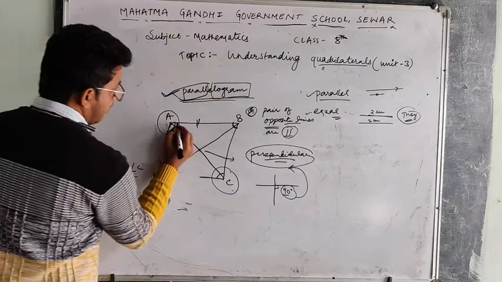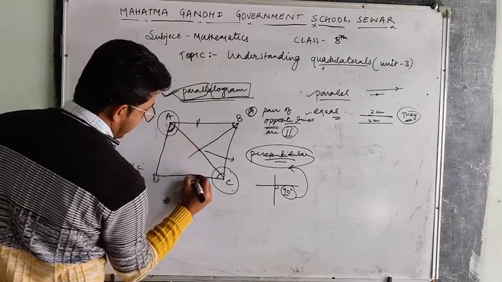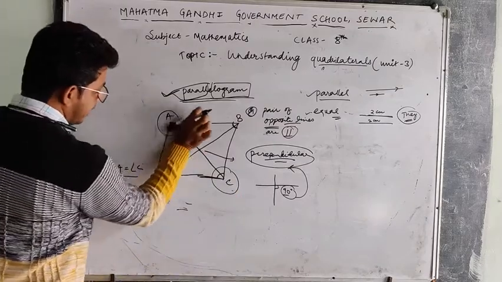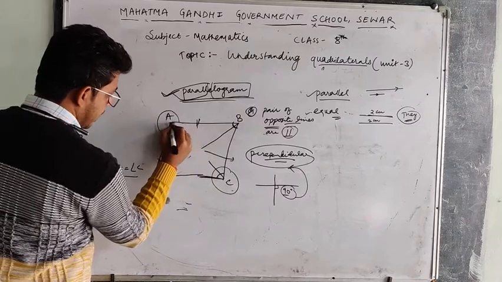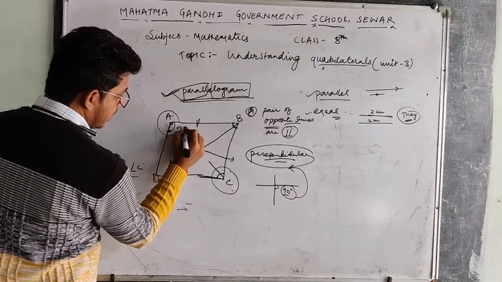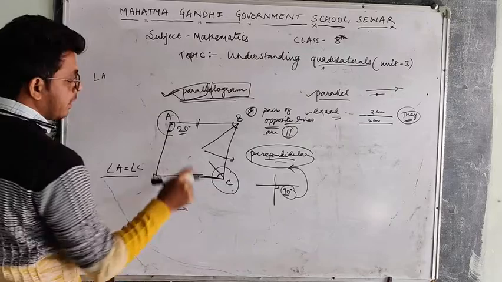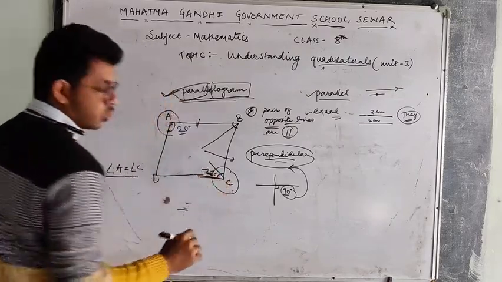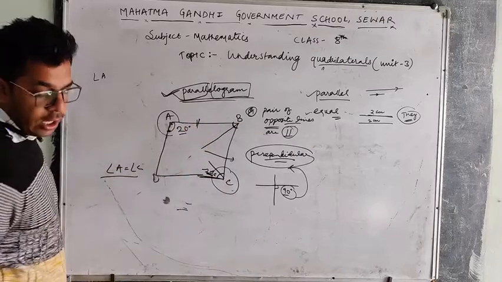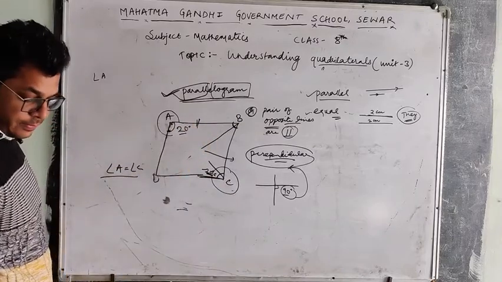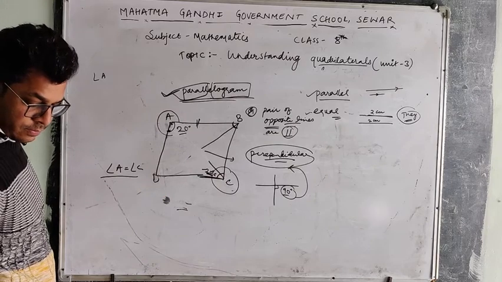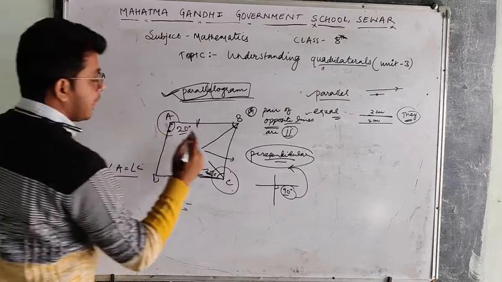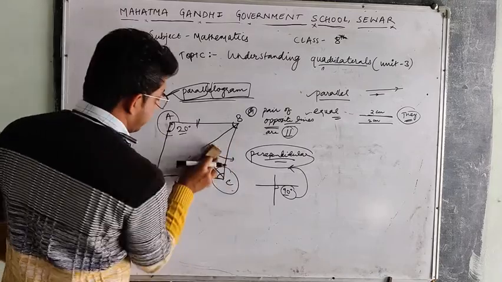One more thing: opposite angles of a parallelogram are equal. If angle A is 20 degrees, then automatically the opposite angle C will also be 20 degrees. So opposite angles of a parallelogram are equal. And adjacent angles are supplementary. What is supplementary?